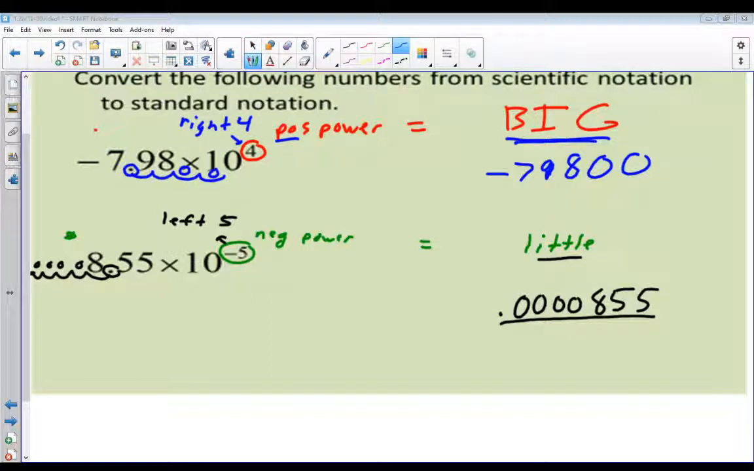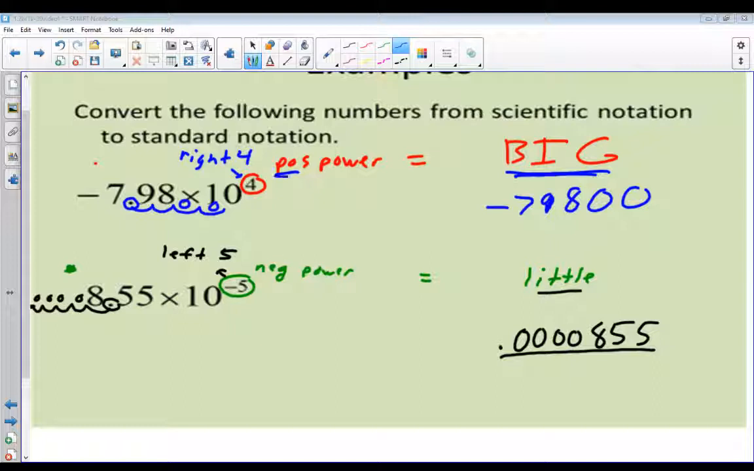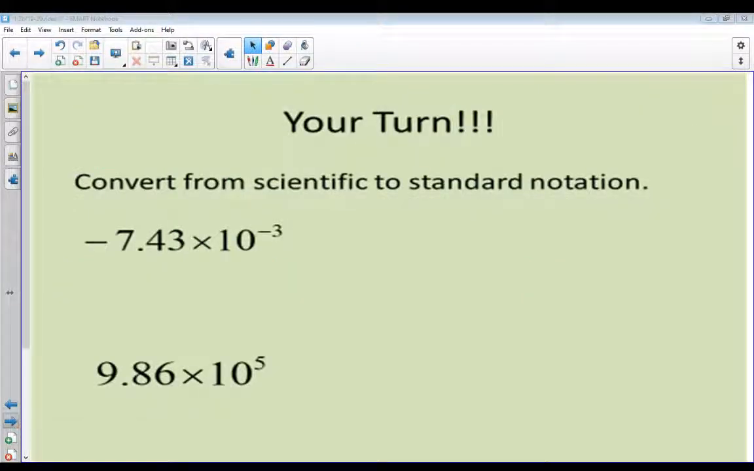So if you get the hang of that, rewriting these is a piece of cake. Positive power means big answer. Negative power means little answer. All right, I think we've talked enough about those. Now I want you to try these examples on your own. On Edpuzzle, you have a chance to answer both of these questions, rewriting them into their standard original form. Go ahead and try those now. And then once you're done with both of them, you can check your work with mine. Go ahead and do that now.